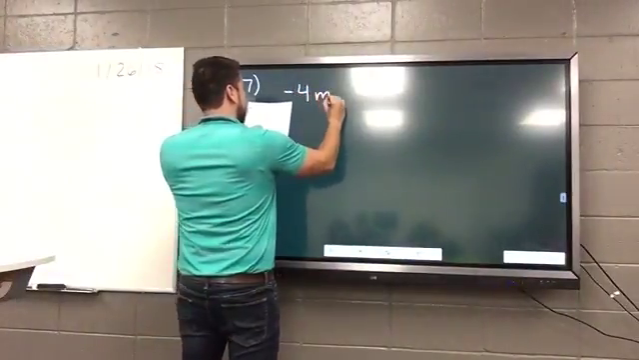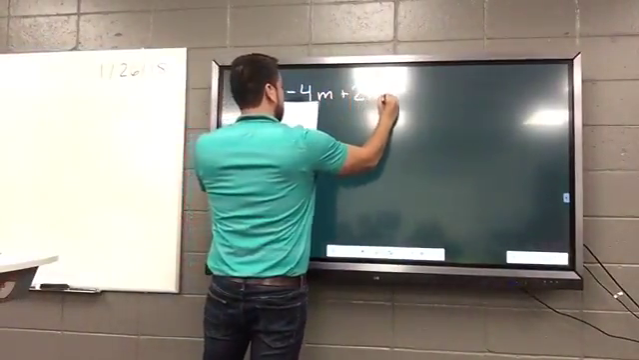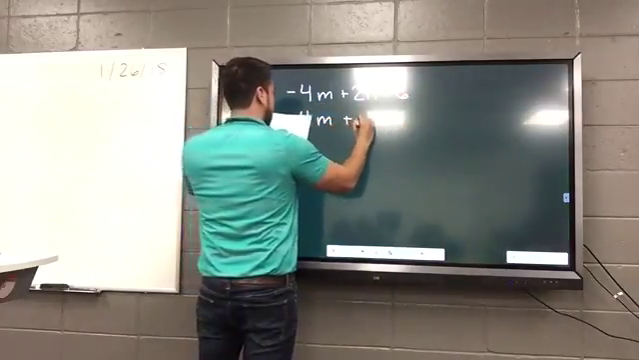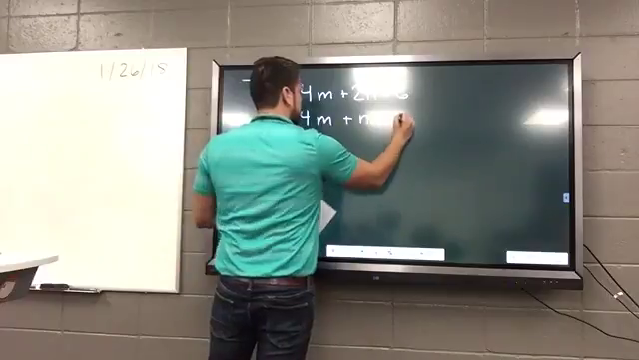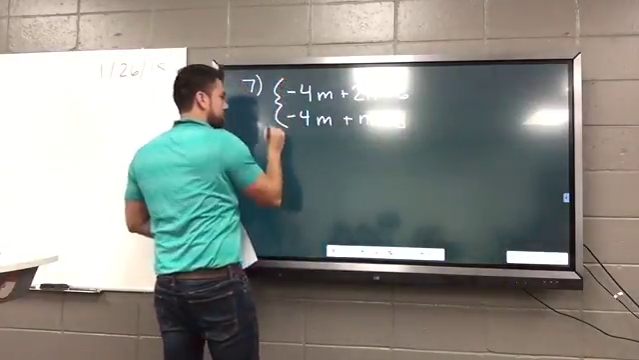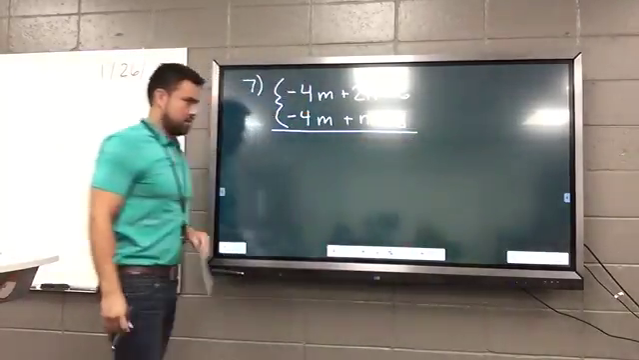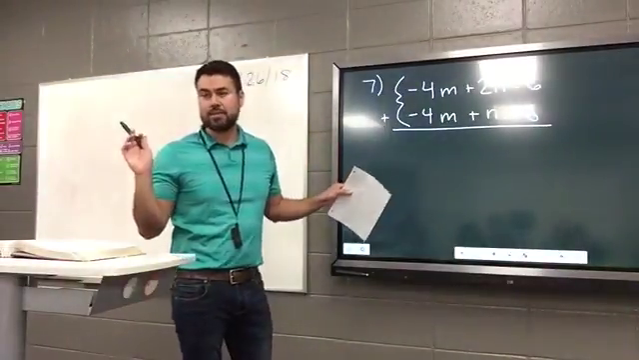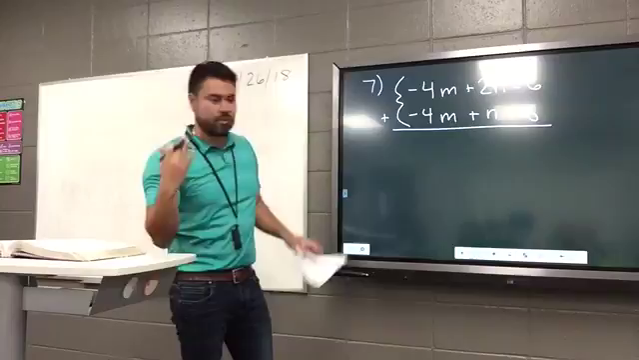So negative 4m plus 2n equals 6, and negative 4m plus n is equal to 8. All right, so this is a system here. And if I want to use elimination, this is what's going to happen. So I'm going to add these up together. Don't write this next step down. This is what I'm going to do.